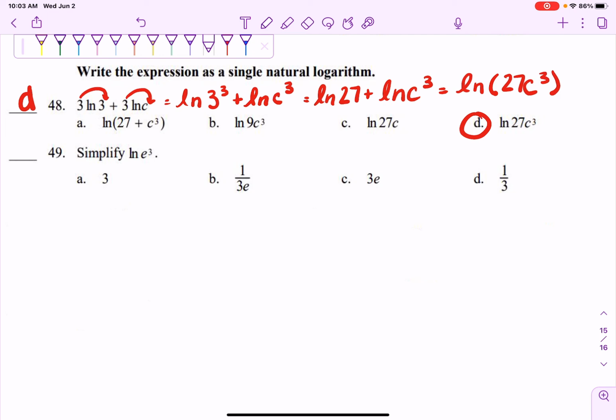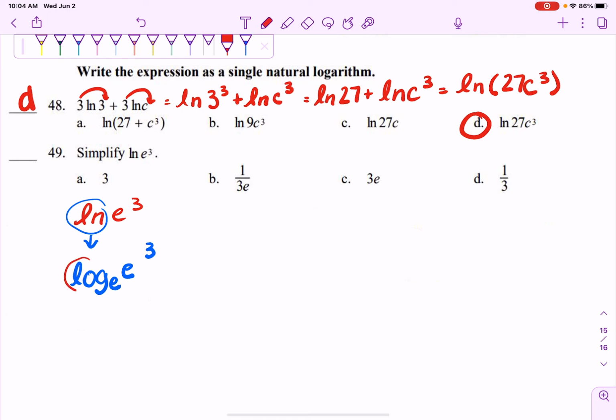So this one says simplify the natural log of e to the third. Let's see if you remember this. Natural log is the same as the log of base e. It would actually look like this if you replaced it. So the natural log is the same as this part right here.